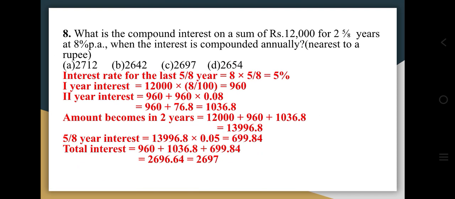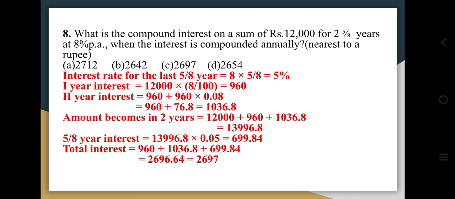What is the compound interest on a sum of 12,000 for 2 and 5 by 8 years at 8% per annum when the interest is compounded annually? We have to calculate the interest nearest to a rupee. So the interest is here compounded annually, but the years is 2 and 5 by 8. So 2 complete years. In the third year, it is not for the complete third year, it is only for 5 by 8 of the year.